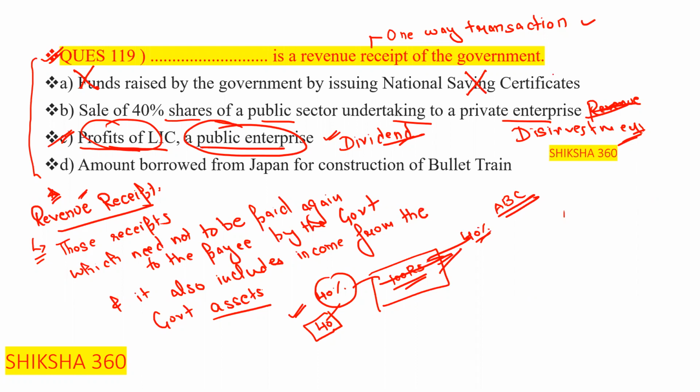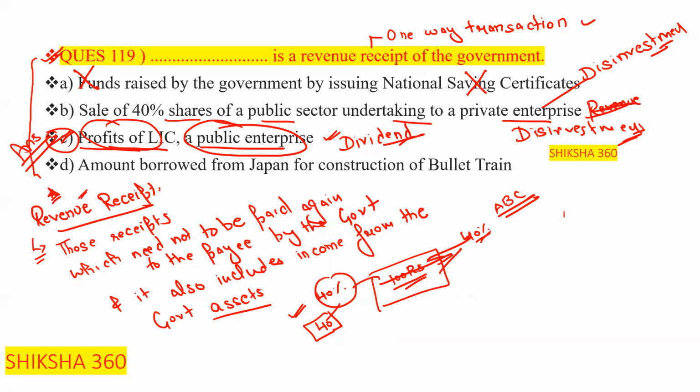Option B is a disinvestment. Please take care. It is a disinvestment, so C is the correct answer here.